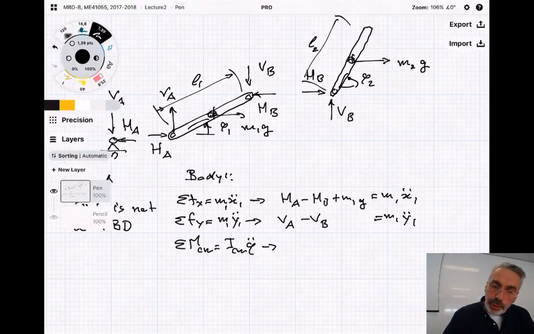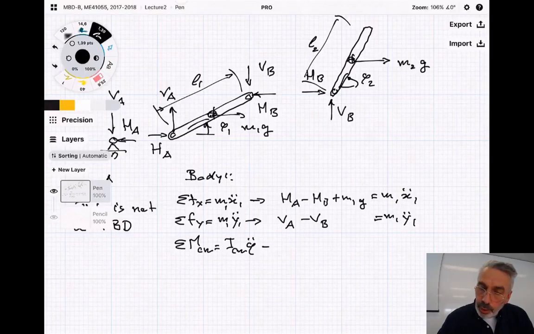So which forces? We have horizontal forces, vertical forces. So let's start with the horizontal forces. This horizontal force, HA, has a torque about the CM, about this distance. And this distance is, of course, the projection of half the length of the bar in this vertical direction. So the projection of this length in this direction is L over 2 times the sine of phi.